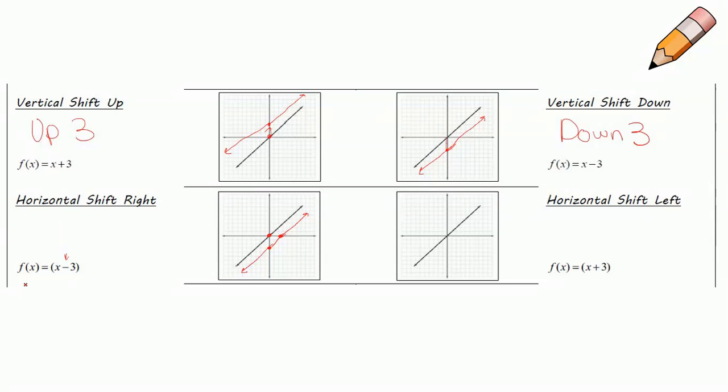Here's the way I like to think of it. If I plug a 3 in for this x, I'll get 0. That's how I like to think that it's going to move to the right 3. So if you have a subtraction on the inside, you're going to move right 3.